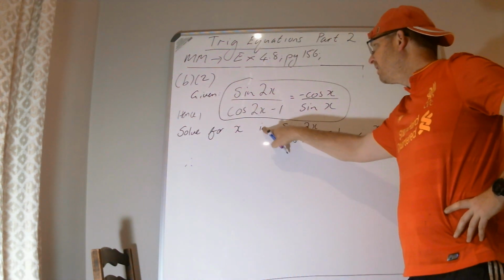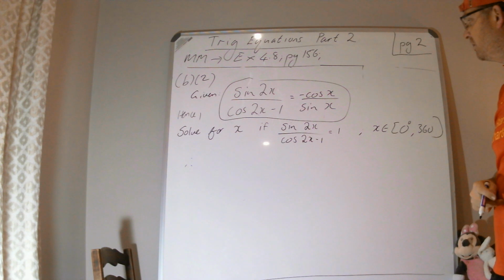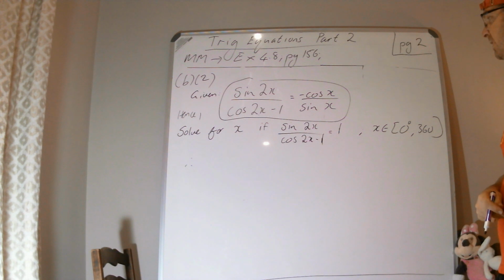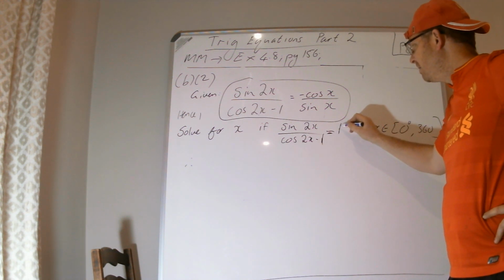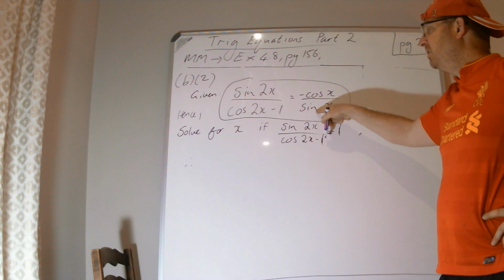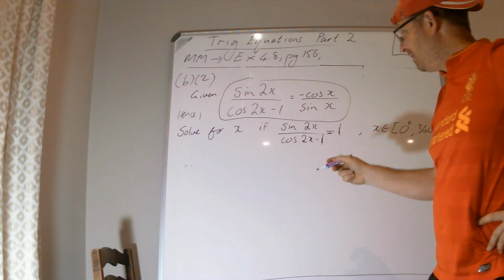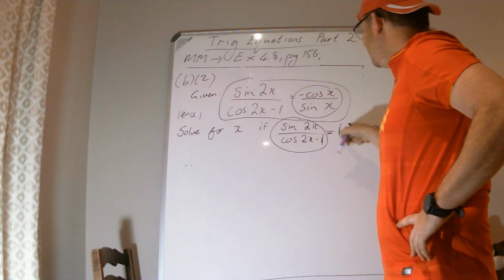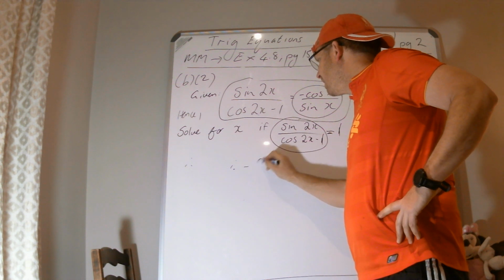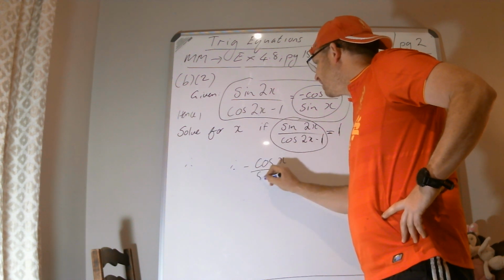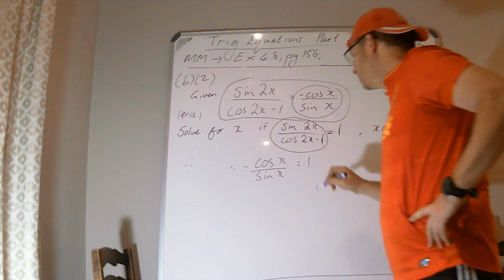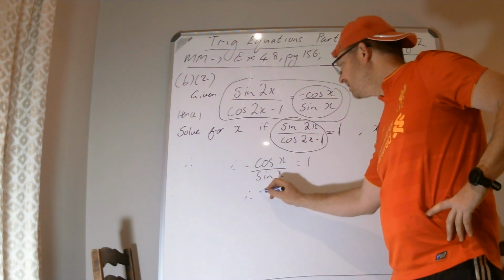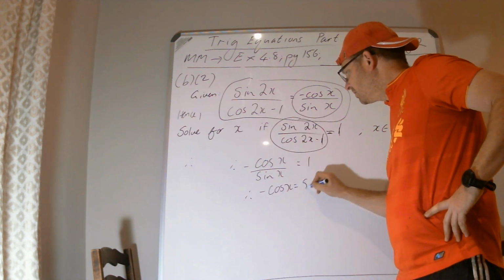If sine 2x over cos 2x minus 1 is equal to 1, and x lies between 0 and 360. So, if they say hence, you've got to use this answer. Well, it's definitely going to make your life a lot easier. So you're going to change that into that. So if that's equal to 1, it must mean that therefore negative cos x over sine x is equal to 1. And therefore times by sine x, negative cos x is equal to sine x.